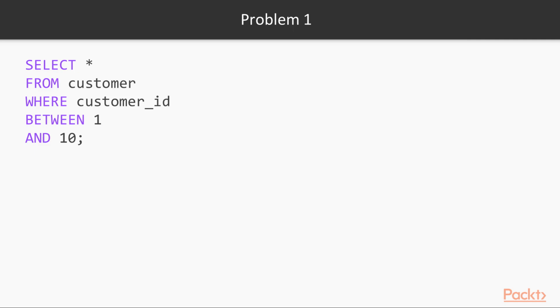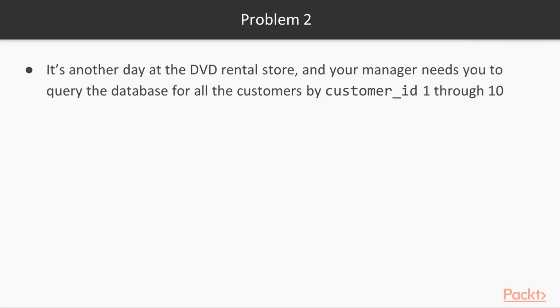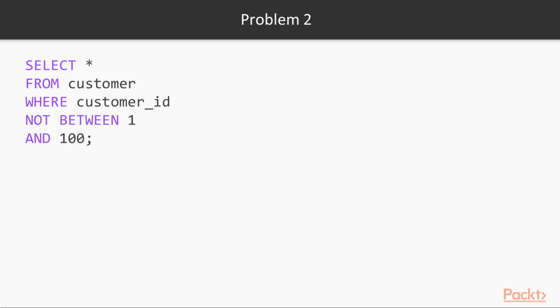Let's move on to Problem 2. So for Problem 2, later in the day, your manager asks you to query all the customers from the database except for the customers with a customer ID of 1 through 100. So the best way to accomplish this task would have been to use a not between operator inside of a where clause for the customer ID column. Let's take a look at that query now. Select star from customer where customer ID not between 1 and 100.